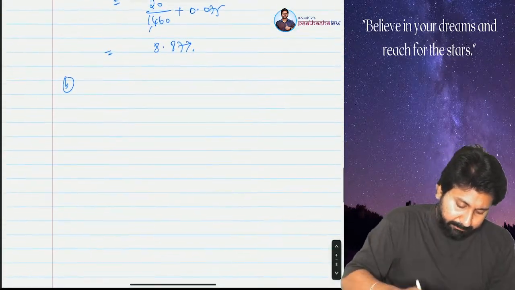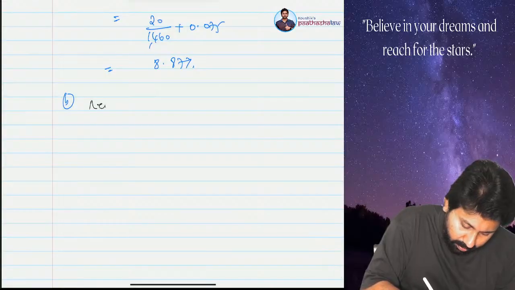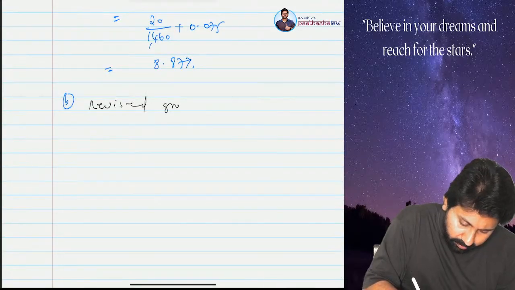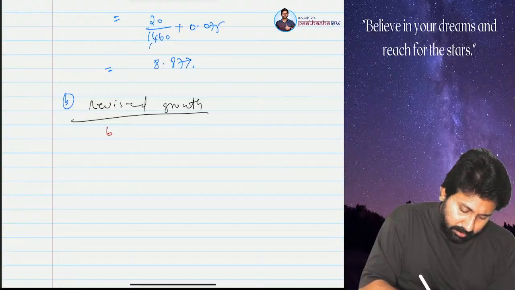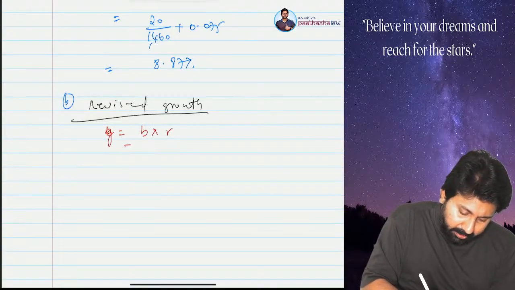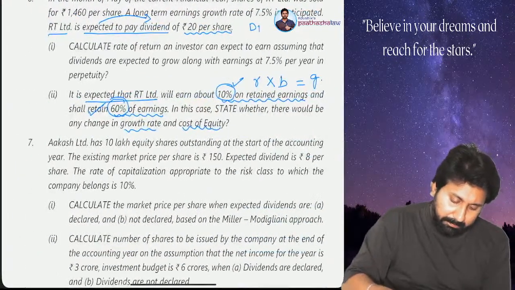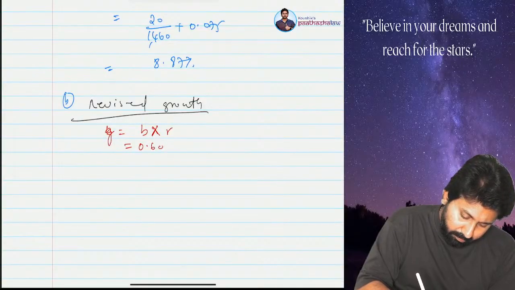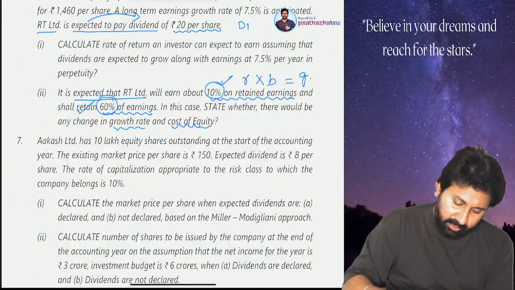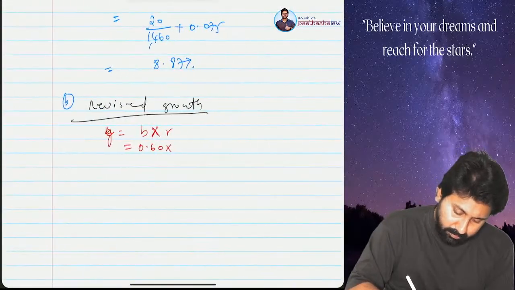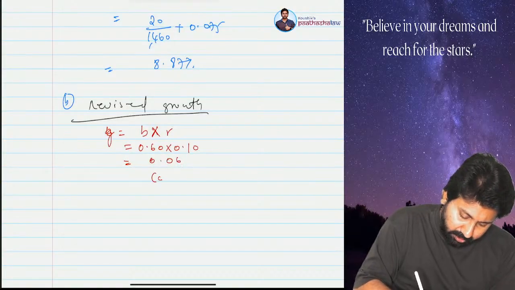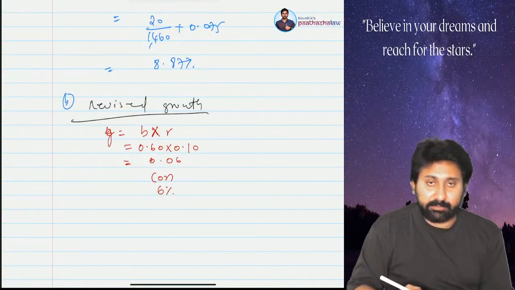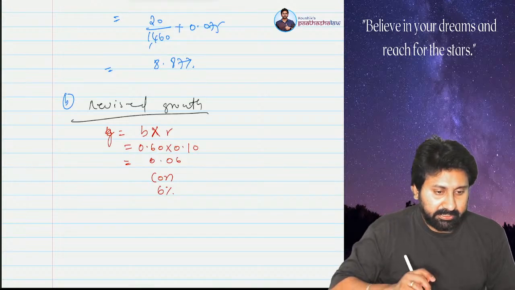Okay. Write down. Revised growth. G equal to B into R. Okay. B 0.6, R 0.1. 0.06 or 6%, or how much? 6%.